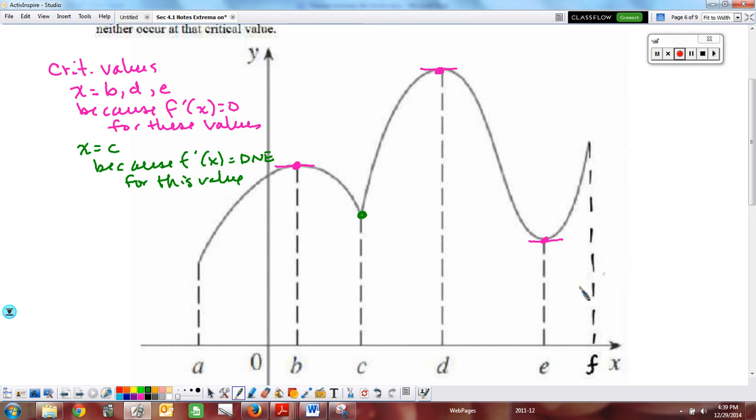Okay, so those are my critical points. And of the critical points, the ones that are local extrema, I labeled this earlier: a local max value here and here, and we would have local min values here and here.